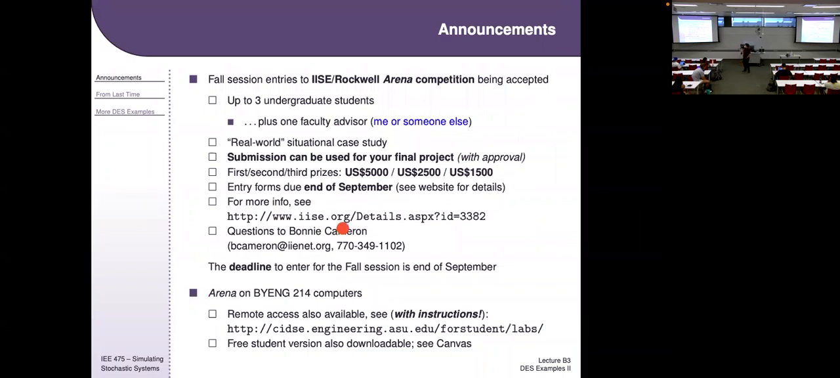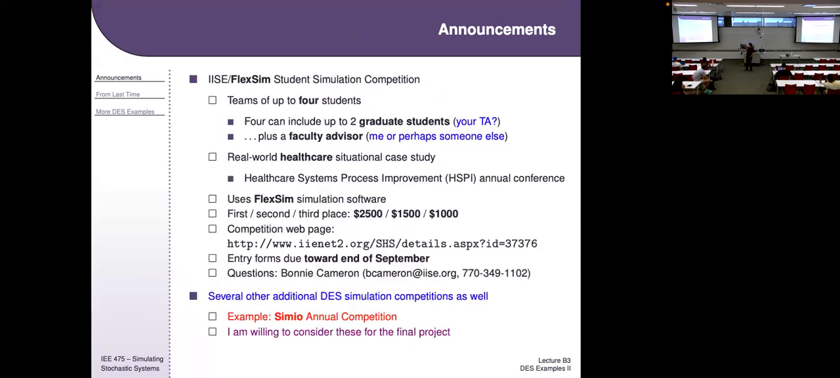As I have mentioned before, there are these competitions which you can use for your final project submission. You should be able to get access to Arena in a number of different ways. See Canvas for instructions on that. If you don't like the IISE competition, but the deadline to enter is the end of September, there's also the FlexSim competition. FlexSim is a competitor to Arena.